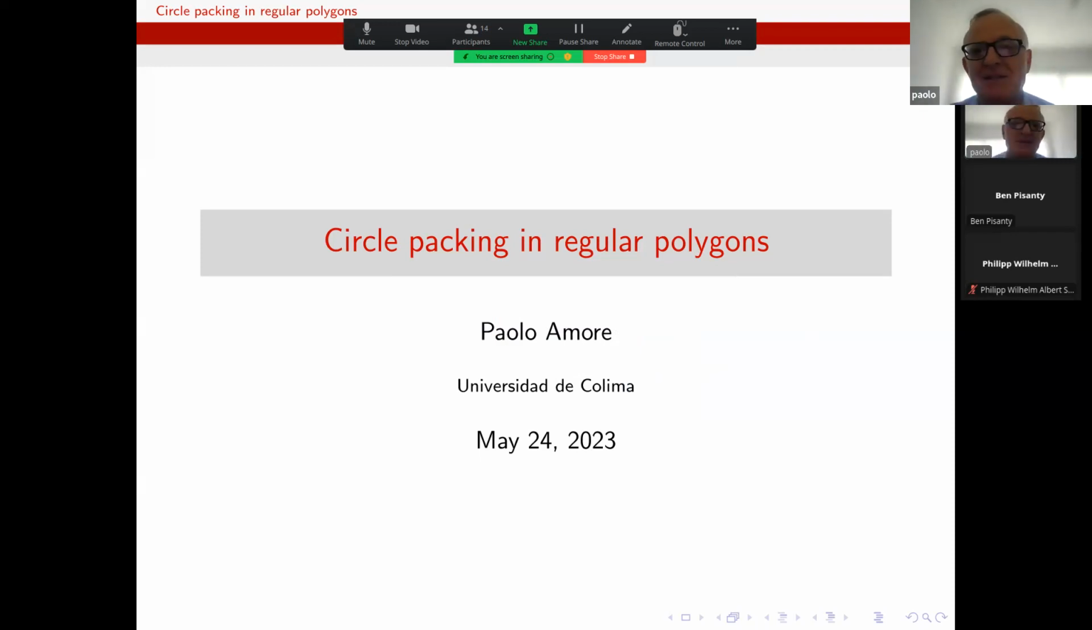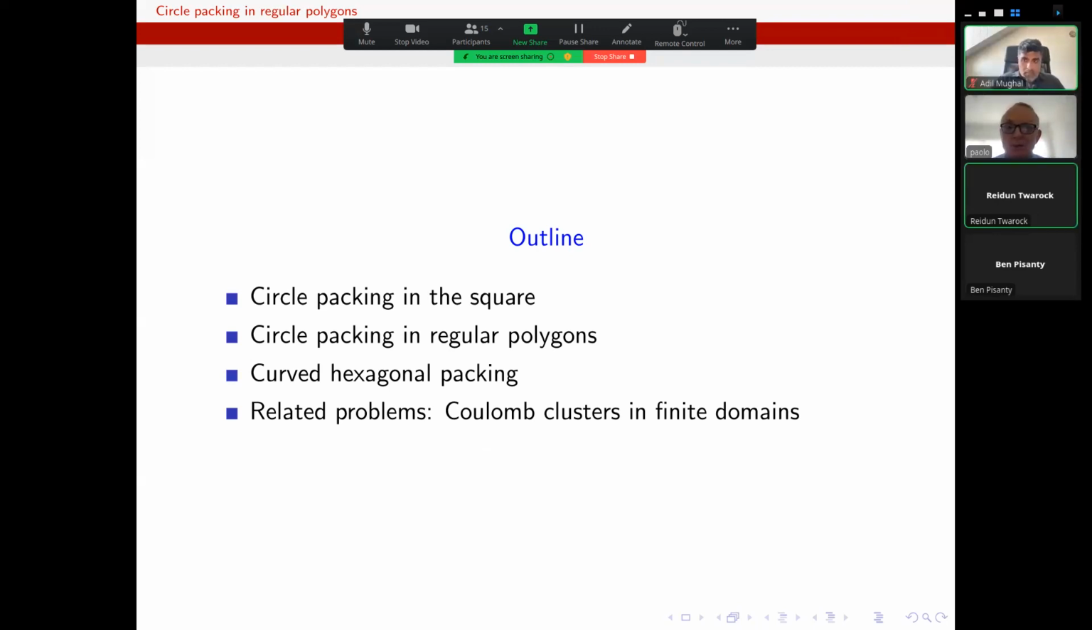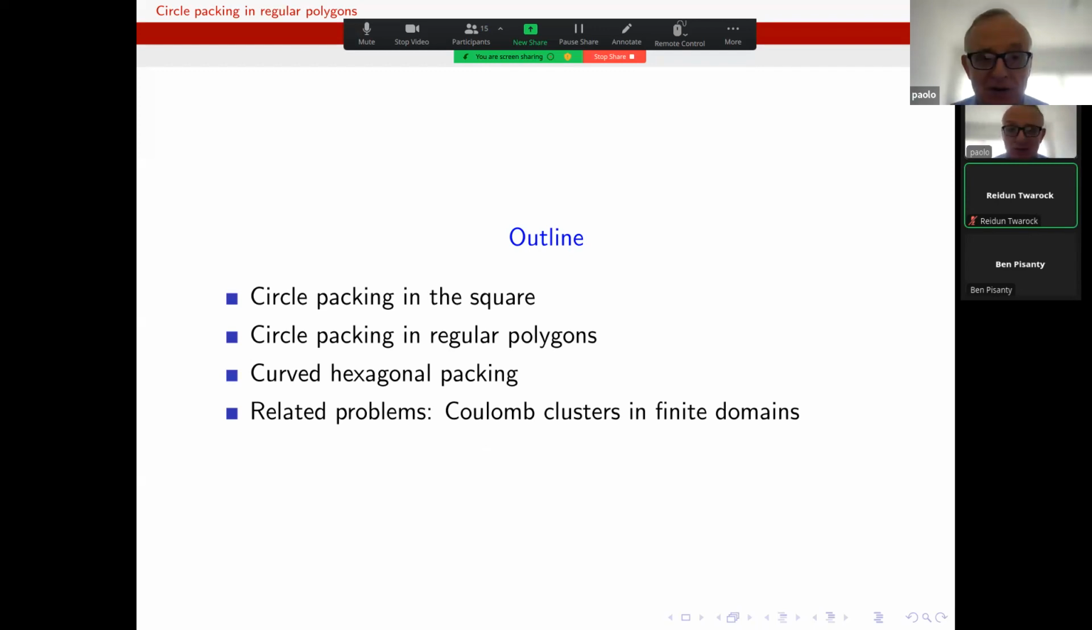The main topic is circle packing in regular polygons. This is recent work which I did by myself and with my students here at the University of Colima. The outline is: I will first start talking about circle packing in the square. Historically, this is one of the problems that has been explored most. Then I will switch to circle packing in regular polygons. I will describe some of the algorithms that we have been working on, and then present some of the results.